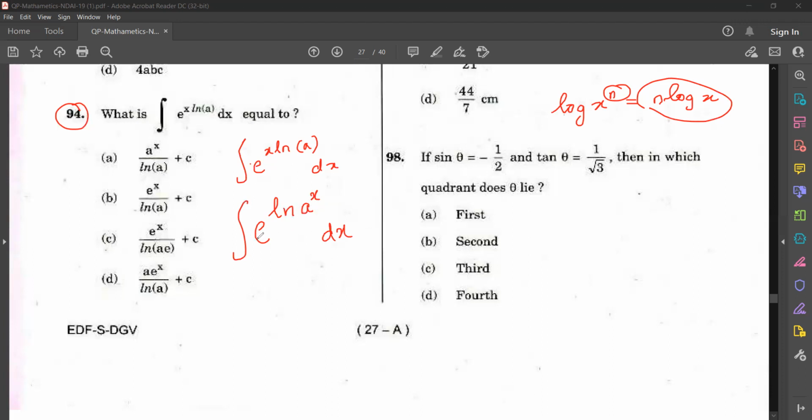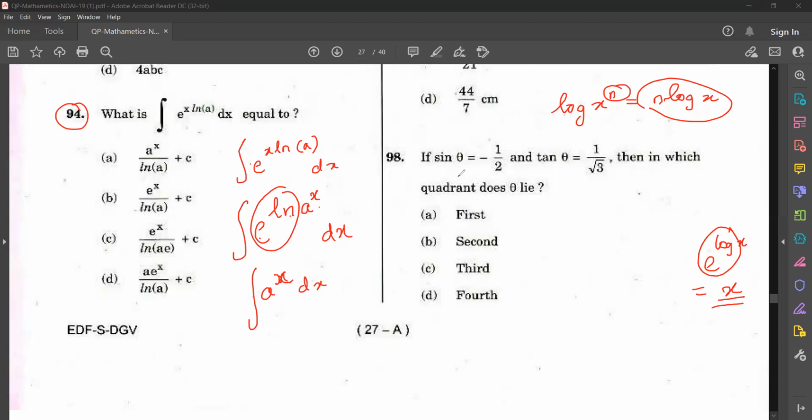Now, what is e raised to log something? E raised to log x. What is e raised to log x? That is nothing but, we'll remove this, the answer is x, isn't it? So here e raised to ln a raised to x. So that is nothing but, remove this, a raised to x dx. So the question is integral a raised to x dx.